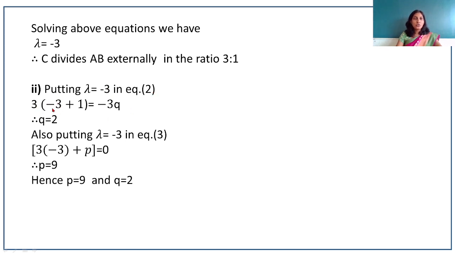The second is, we have to find q, putting lambda is equal to minus 3 in equation 2. We will get q is equal to 2. Again lambda is equal to minus 3, we will put in equation 3. We will get the value of p. p is equal to 9. So p is equal to 9 and q is equal to 2. And division ratio is 3:1. This is the example, a very important example.